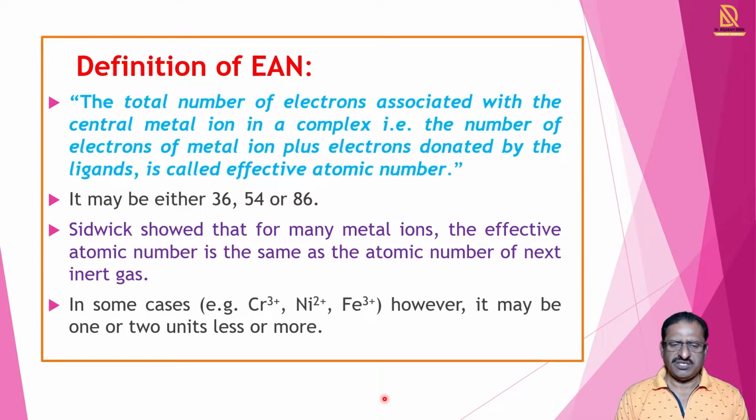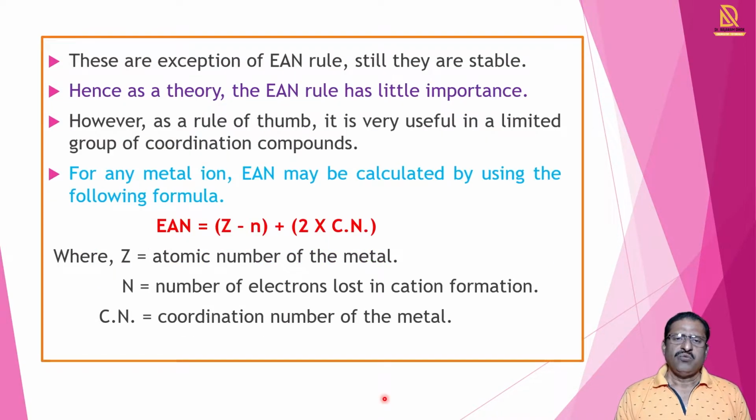So in some cases, for example, chromium plus 3, nickel plus 2, Fe plus 3, it may be 1 or 2 units less or more. And in that case, there is confusion whether the EAN rule is obeyed or not. For that purpose, here we see different examples, and from that you get an idea about this rule.